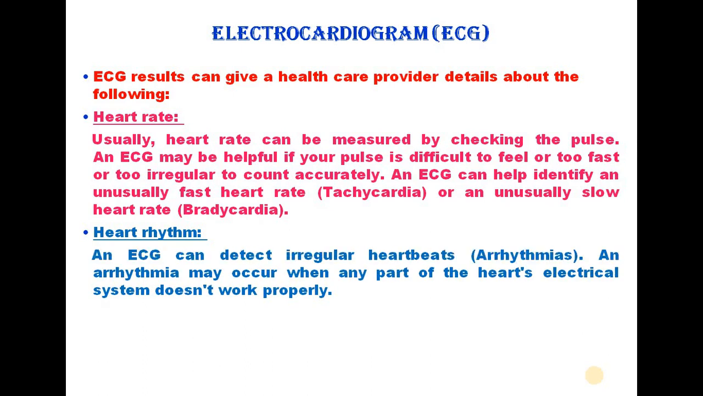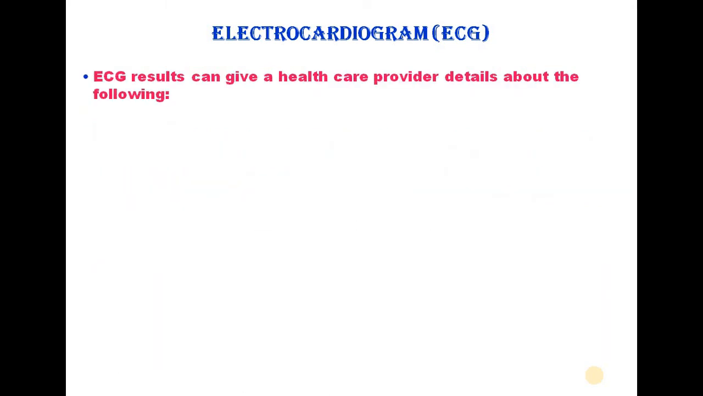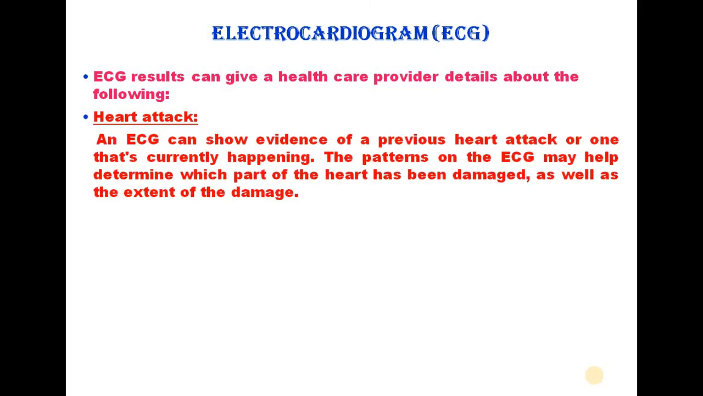Next, heart rhythm. ECG can detect irregular heartbeats, which is termed as arrhythmia. An arrhythmia may occur when any part of the heart's electrical system doesn't work properly. ECG can help us to identify heart attack. An ECG can show evidence of a previous heart attack or one that's currently happening. The patterns on the ECG may help determine which part of the heart has been damaged as well as the extent of the damage.